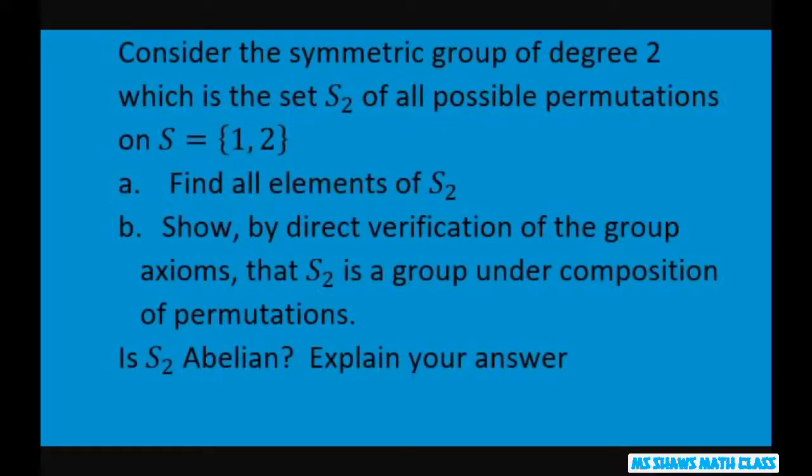Hey everyone, consider the symmetric group of degree 2, which is the set S sub 2 of all permutations on the set equals {1, 2}. We're going to find all the elements of our set, show by direct verification of the group axioms that S sub 2 is a group under composition of permutations, and answer, is it an abelian group?